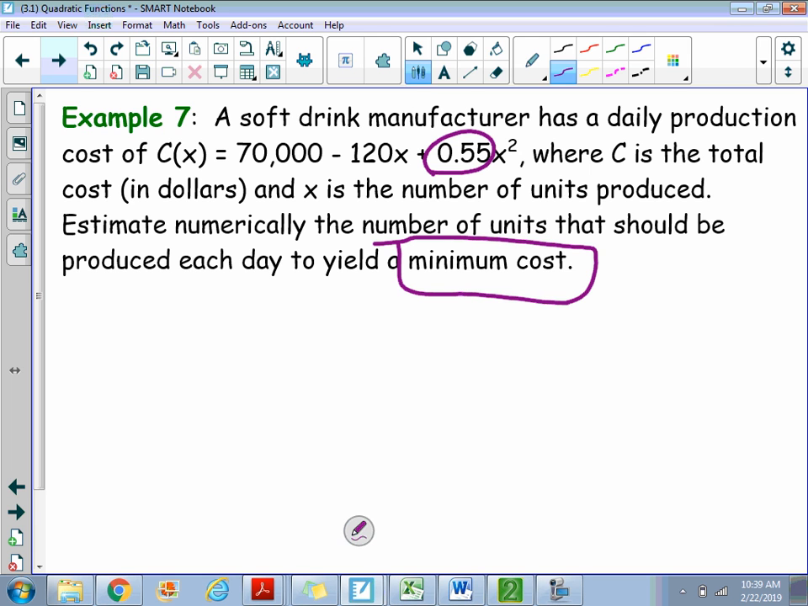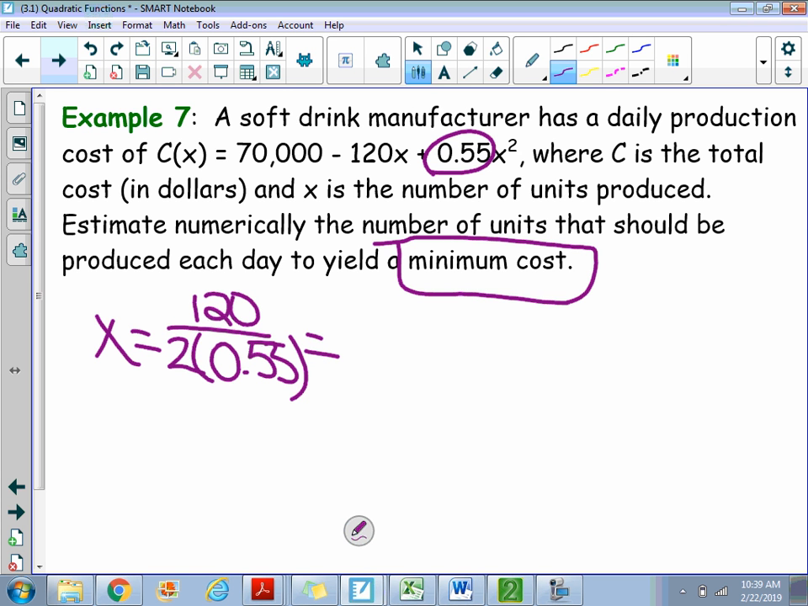All right. So again, if we're looking for a minimum, what do we need? The vertex. X equals negative B over 2 times A, so that's 120 over 2 times 0.55, which is essentially 120 divided by 1.1. What was it? 120 divided by 1.1. 109.09, repeating. All right.